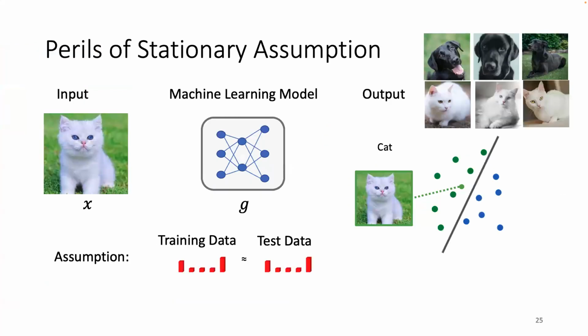For example, at test stage, we have this decision boundary and we have this cat image. It looks similar to the images in the training set, so we will get the correct label. In this case, we assume that the distribution of the training data is similar to the distribution of the test data. That is the assumption of machine learning models.